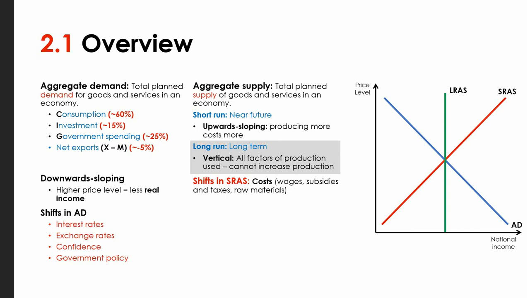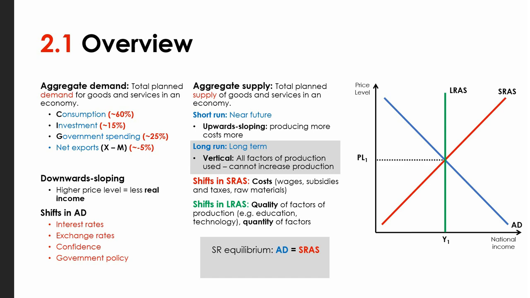Shifts in the short run aggregate supply curve are caused by changes in costs, while shifts in the long run aggregate supply curve are caused by anything that changes our ability to produce, our quality or quantity of factors of production. Our short run equilibrium occurs when aggregate demand and short run aggregate supply are in balance, while long run equilibrium occurs when aggregate demand and our long run aggregate supply curve are in balance.